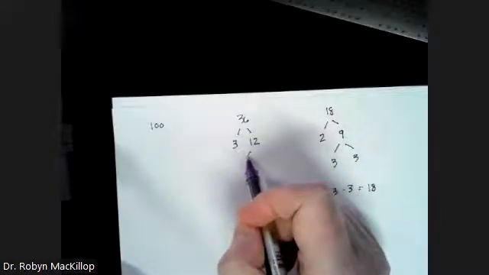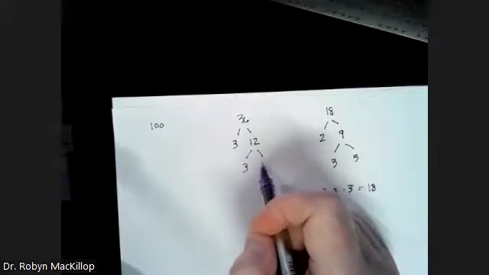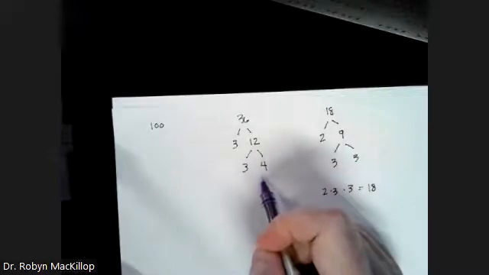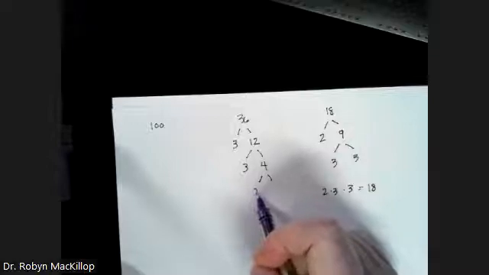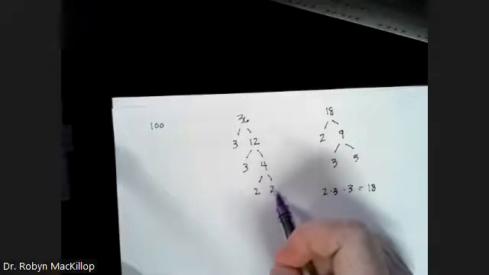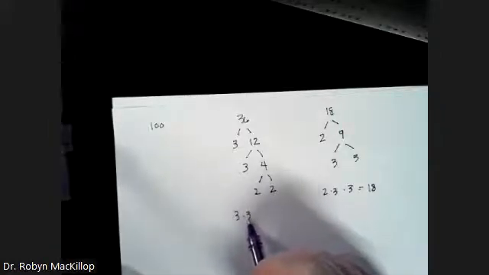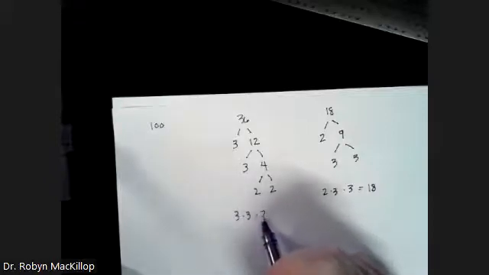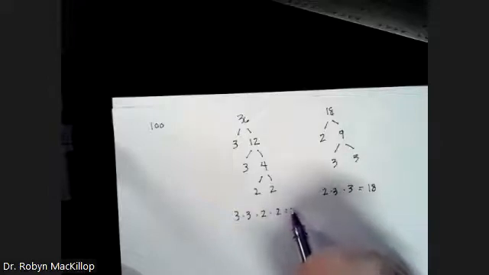And then we're going to break down 12. Let's go 3 times 4. We could have done 2 times 6, but it doesn't matter as long as you're breaking it down. Then we can break down 4, and we're going to get 2 times 2. All right, now if we put these together, 3 times 3 is 9, times 2 is 18, times 2 is 36. We have factored that out.